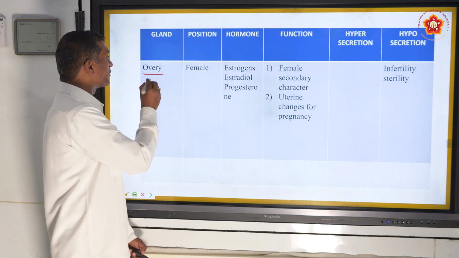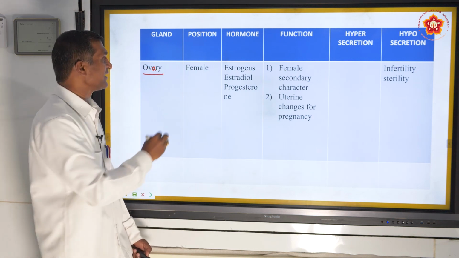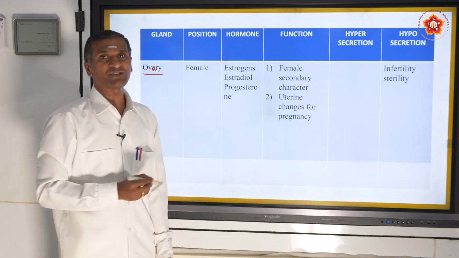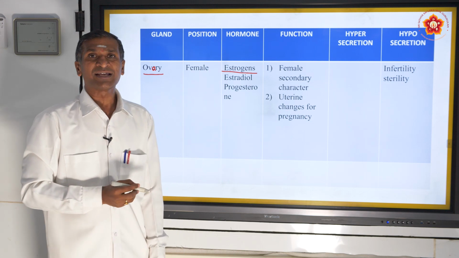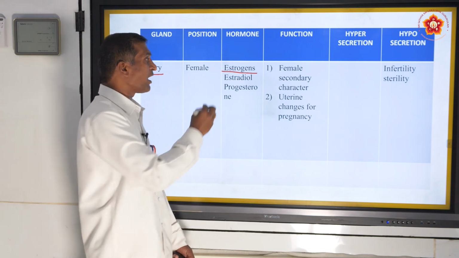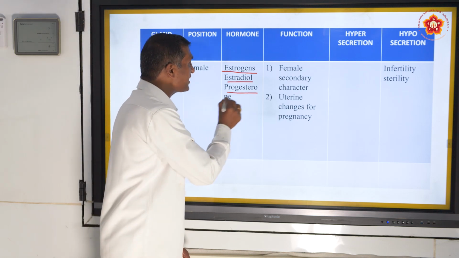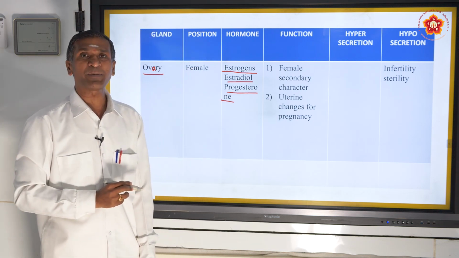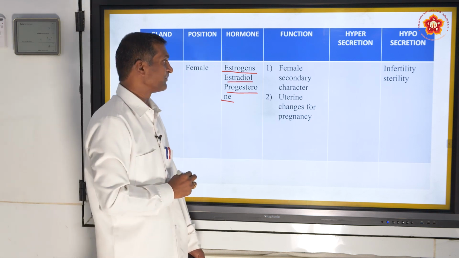Ovary. It's a female reproductive organ. It produces a group of hormones called estrogens. Among them, estradiol and progesterone are the two important hormones in the females of the human body.